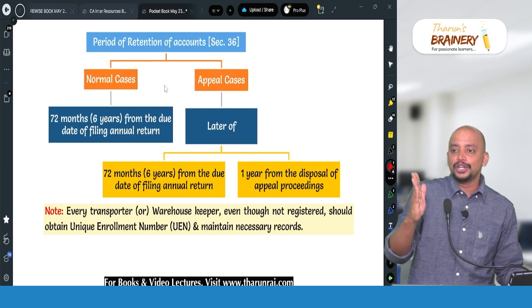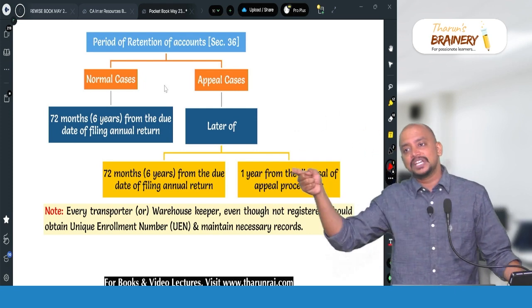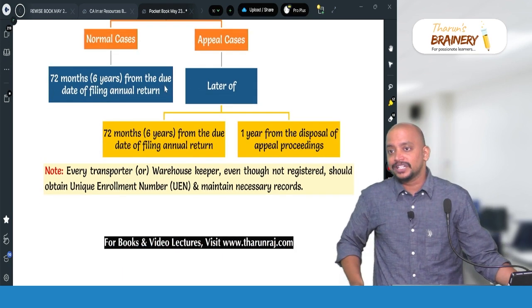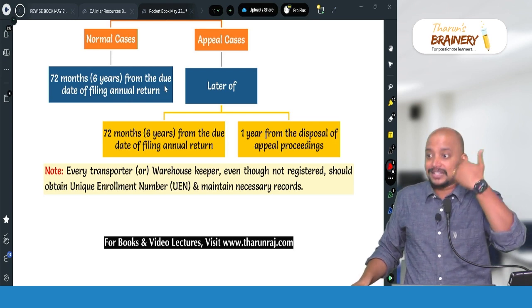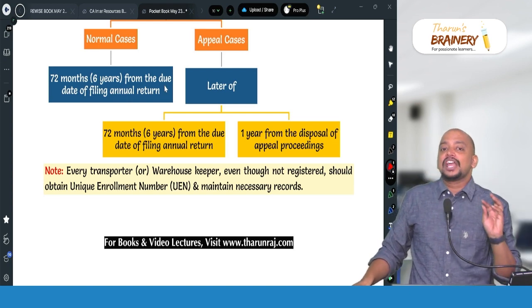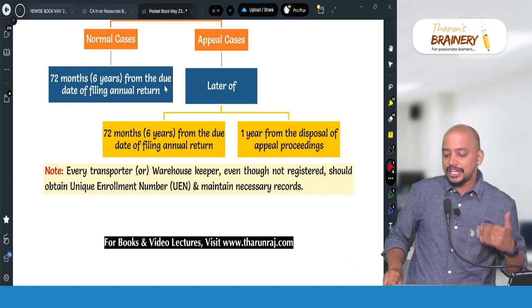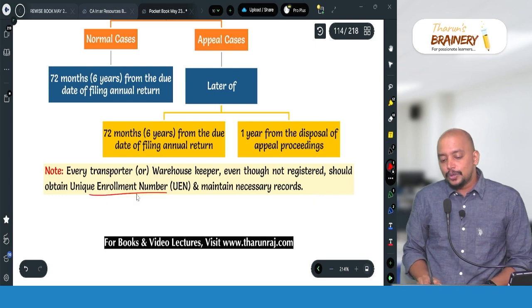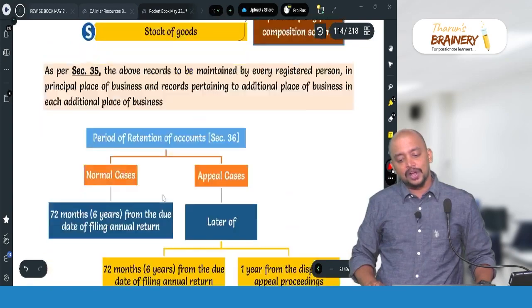6 years from the due date of furnishing the annual return, or 1 year from the outcome of the appeal, whichever is later. And also every transporter and warehouse keeper, even though their aggregate turnover does not exceed the threshold limit, they need to definitely get a unique enrollment number. So they need to give their details, maintain necessary records, and obtain the unique enrollment number. So these are the points that we have in accounts and records.